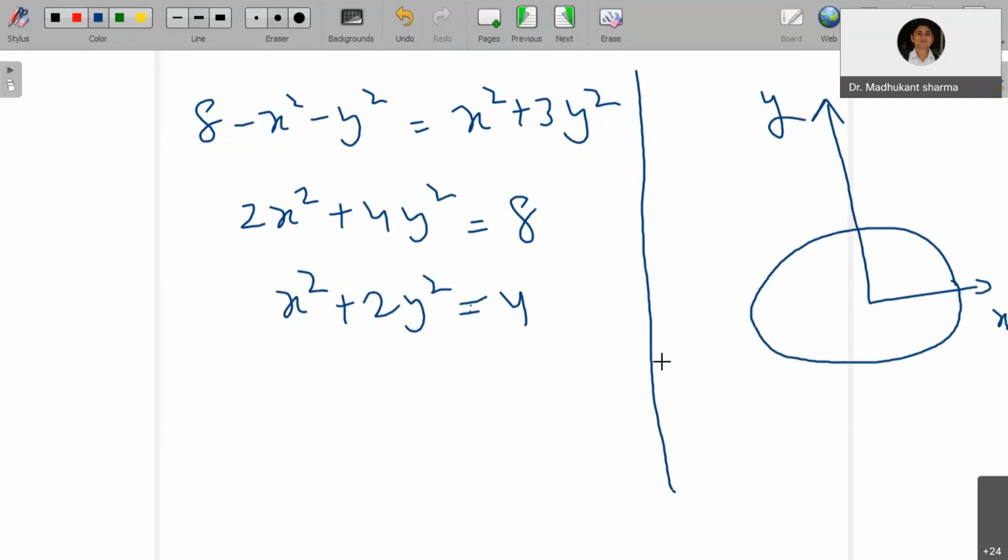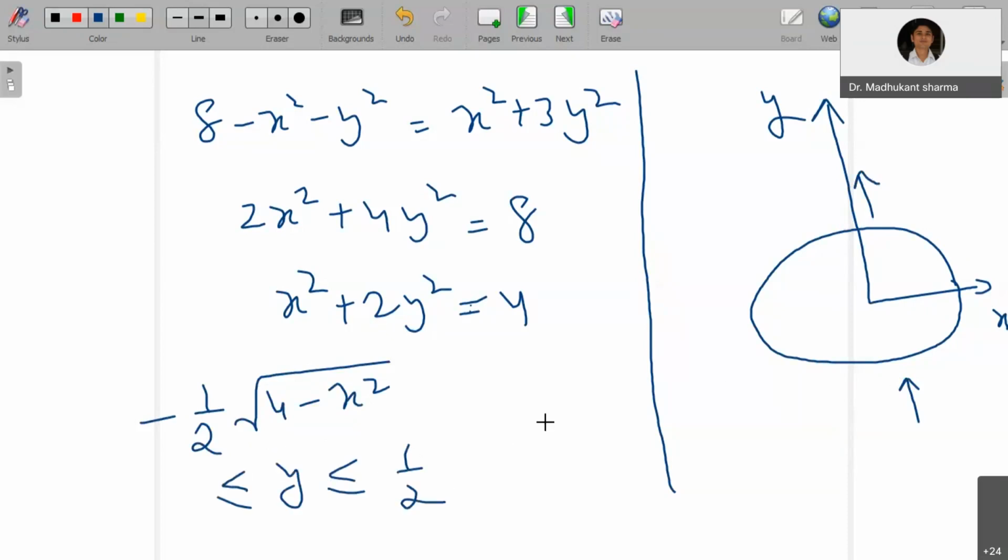Now, to identify the y limits, it is entering here and exiting here. So where it enters, y is equal to minus 1 by 2 square root of 4 minus x square, less than or equal to y less than or equal to 1 by 2 square root of 4 minus x square. Now for the x limit, it is entering from here and exiting from here. So it is going to be minus 2 to plus 2, right? Minus 2 less than or equal to x less than or equal to 2.